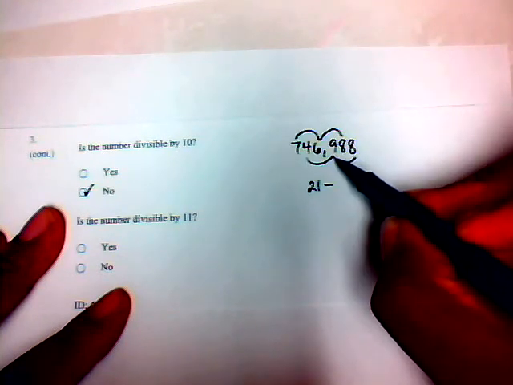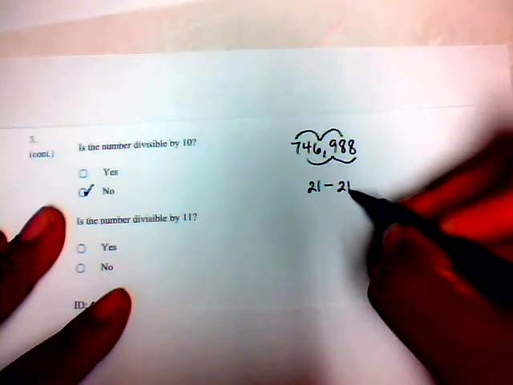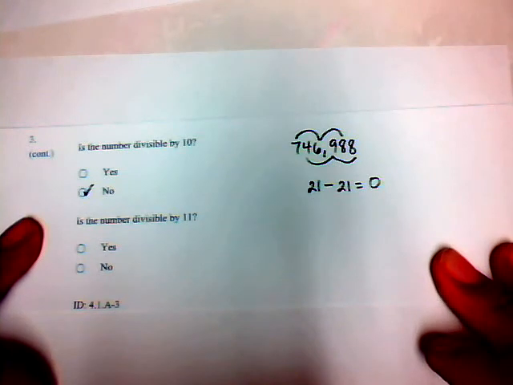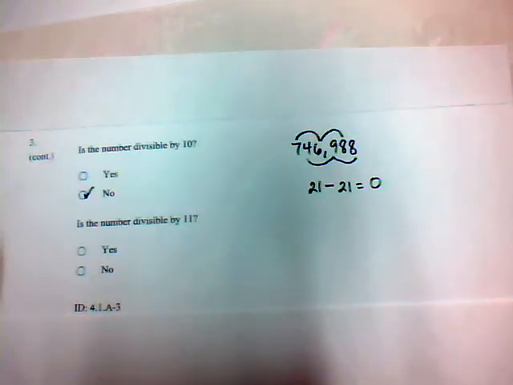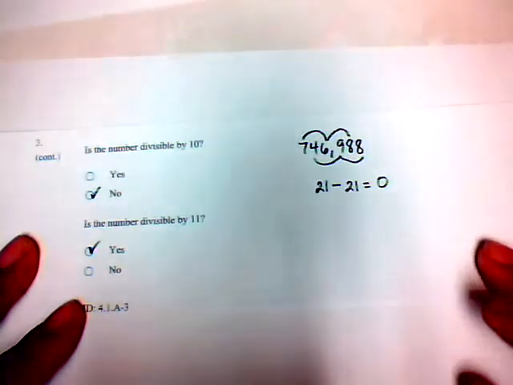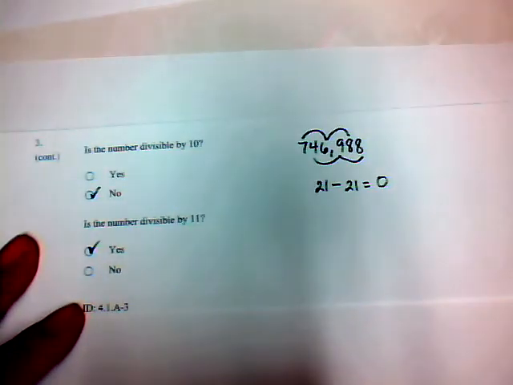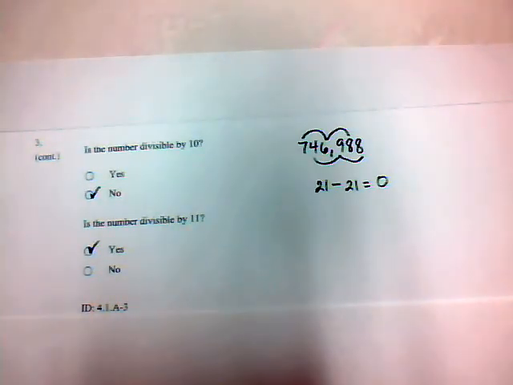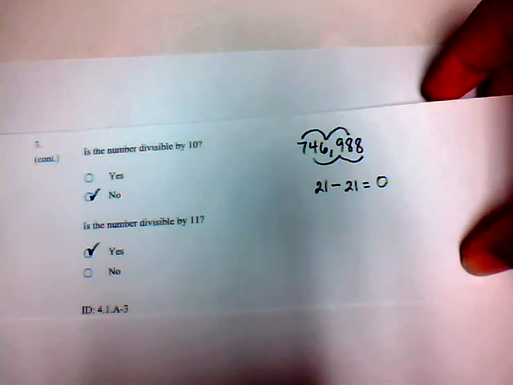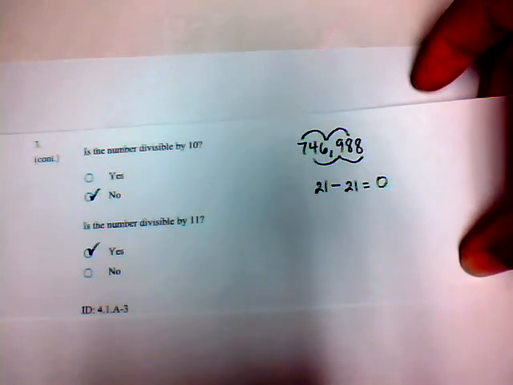4 plus 9 is 13. 13 plus 8 is 21. And 21 minus 21 is 0. And of course, 0 is divisible by 11 because 0 divided by 11 is 0. So in this case here, that number, 746,988, is divisible by 11. Okay. So that's how we use the divisibility test to test just a single number.